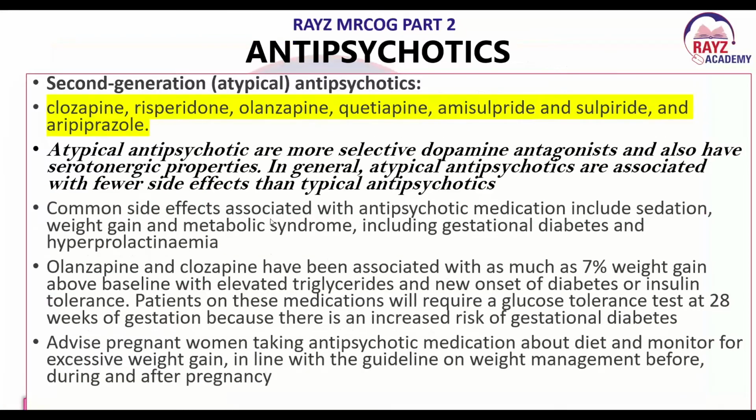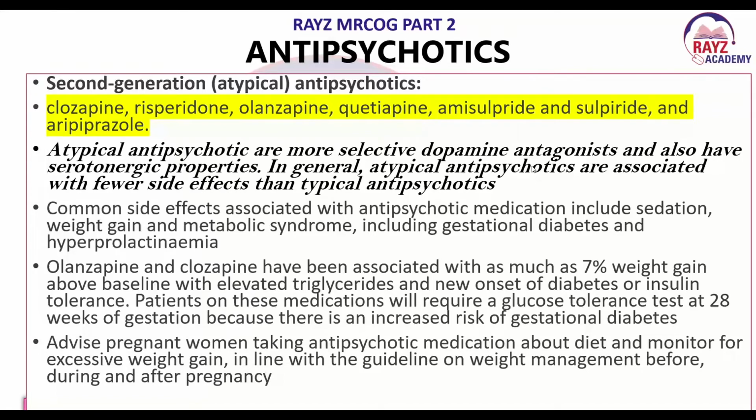So as I gave olanzapine, they can give you any of these drugs, okay? So they can give you clozapine, risperidone, or quetiapine, which they gave in one of the recalls. They gave this drug and they asked what drug is it? So it is an atypical antipsychotic drug, which is a more selective dopamine antagonist, and they also have serotonergic properties.